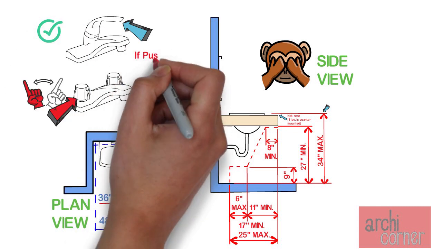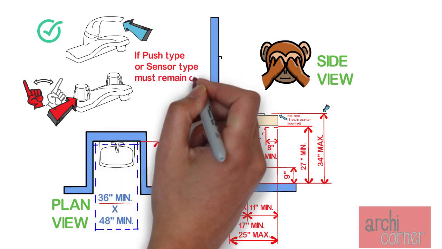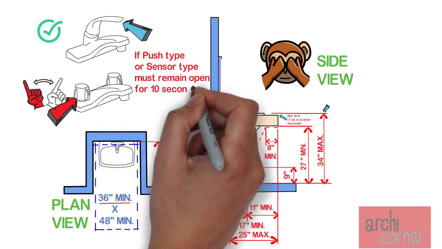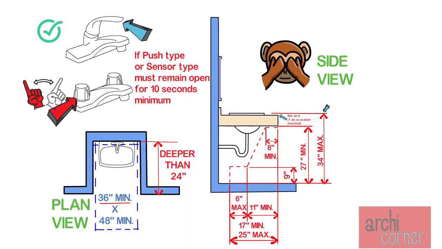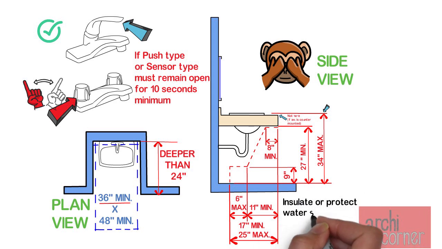Alternatively, if you activate the faucet by pushing on hardware or by a sensor, the faucet must remain open for at least 10 seconds. Last but not least, for lavatories, water supply and drain pipes under lavatories are required to be insulated or otherwise configured to protect against contact, which in many cases just means having a built counter beneath for protection. One down. Alright, we're done with lavatories.